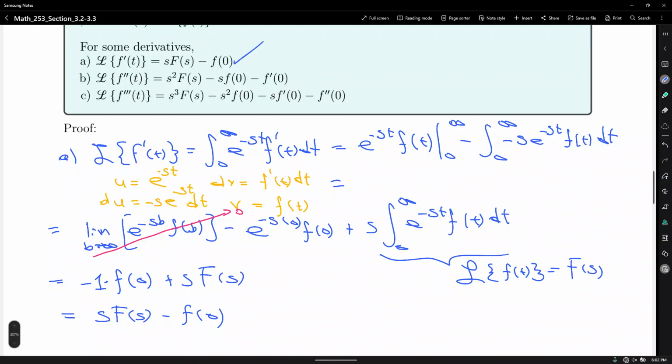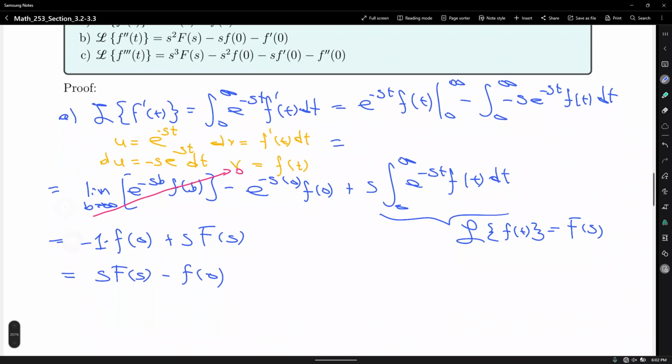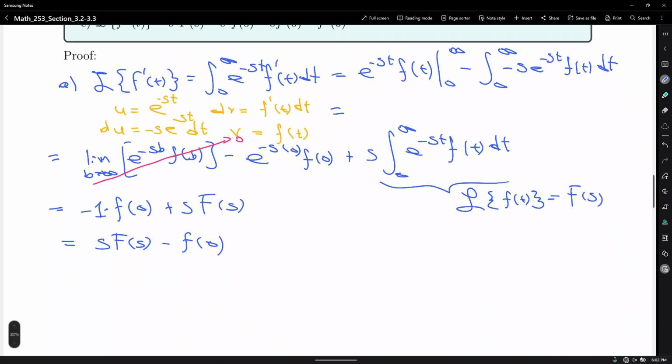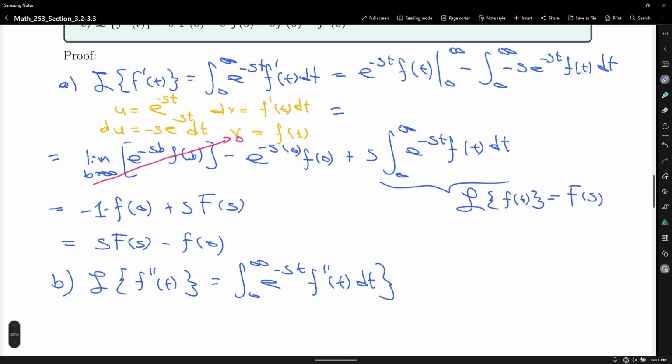In a similar way, you can derive and prove the other two formulas. Do I want to do that? I don't think I want to do that this time. All you have to do, let me just set it up for you. Letter B, the Laplace transform of the second derivative, equals the integral from 0 to infinity of e to the negative st f double prime of t dt. Just use an integration by parts approach.